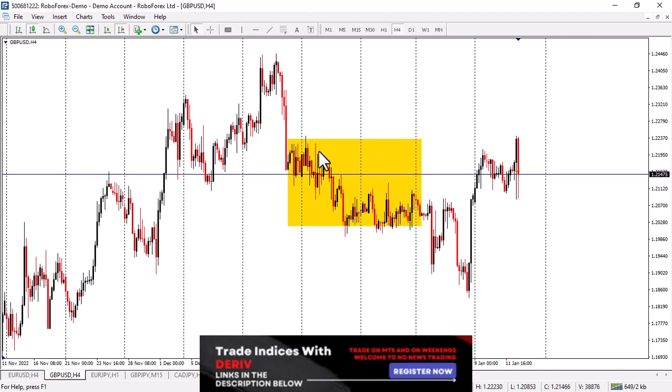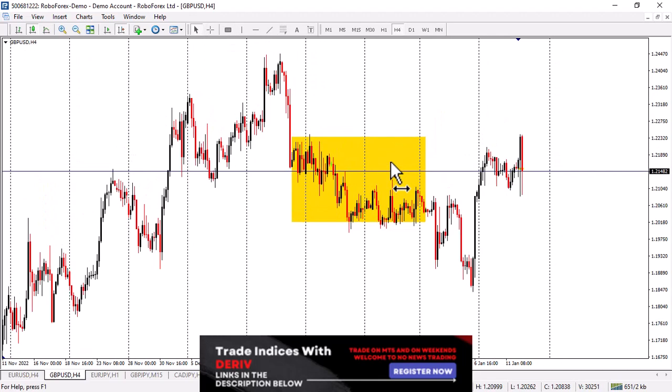Why? Because these are all mitigated. There's no order block that you can base your analysis or base your trade on in this area. So what do you do? You look for proper order blocks that break structure, and this is one of them.